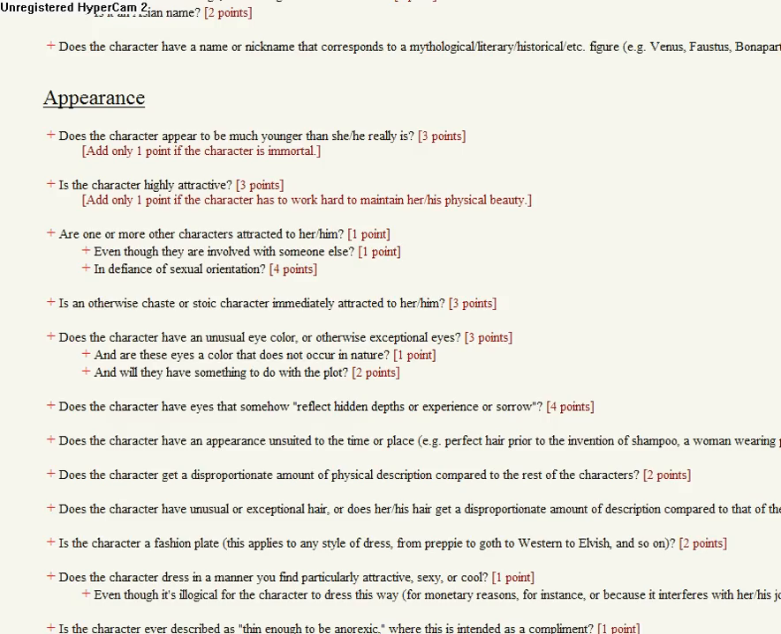Yay! Is the character ever described as being thin enough to be anorexic? Wait, this is intended as a compliment? Oh my god, I gotta find a story that does that. That's awesome. Plus 1. Minus 3 points if the character's over 20 and looks as old as time. Minus 3 points if the character's fat for the whole story, and buxom does not count.